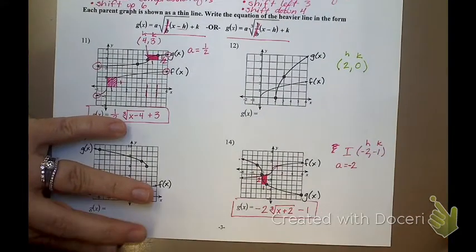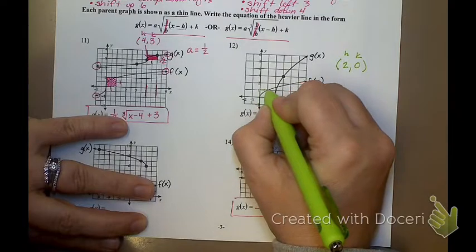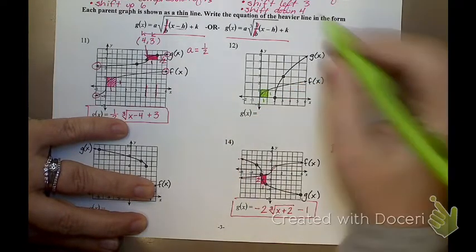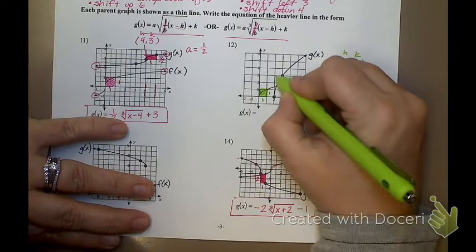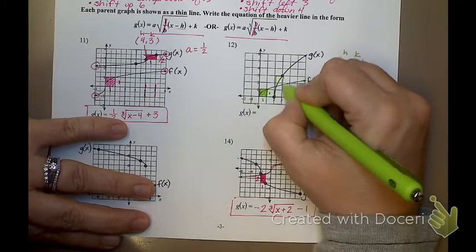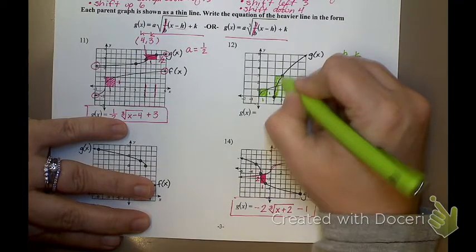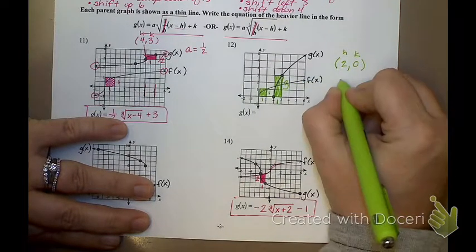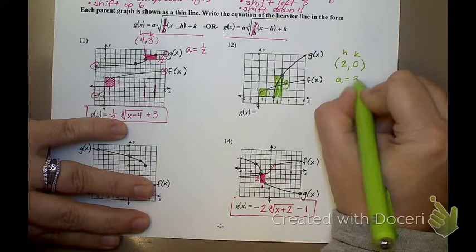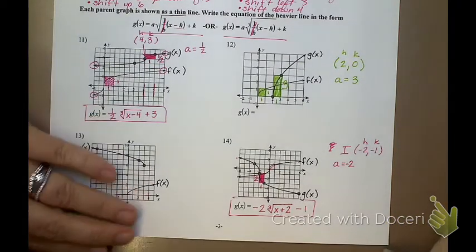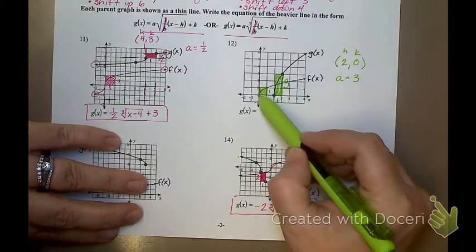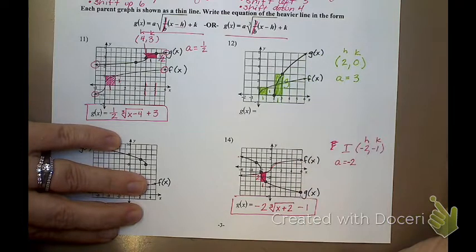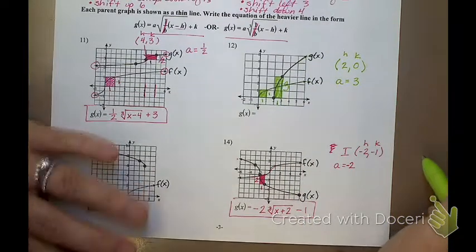Then do your box. Again, the parent function will always have a box that is 1 by 1. If I do the vertex and the next point over, this graph does not have a box that's 1 by 1. It's 1 by 3. So guess what? A is 3. Now check your end behavior. This one was going up and to the right. This one is still going up and to the right.